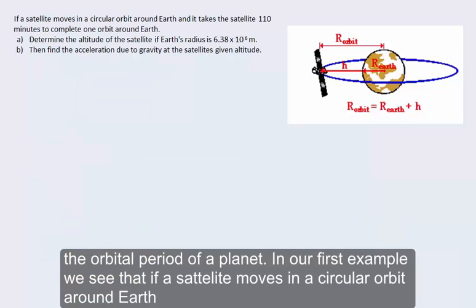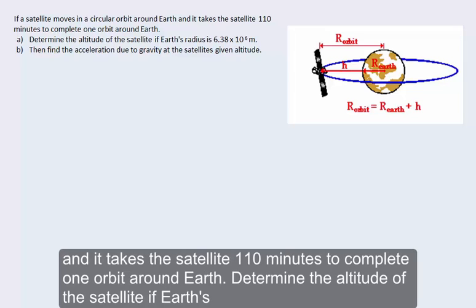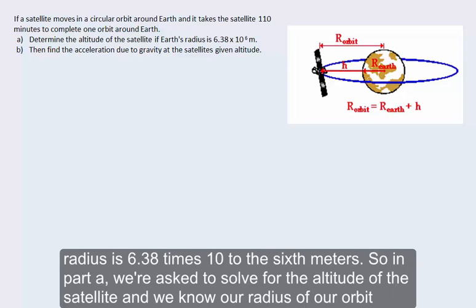In our first example, a satellite moves in a circular orbit around Earth, and it takes the satellite 110 minutes to complete one orbit around Earth. Determine the altitude of the satellite if Earth's radius is 6.38 times 10 to the 6th meters. So in part A, we're asked to solve for the altitude of the satellite.